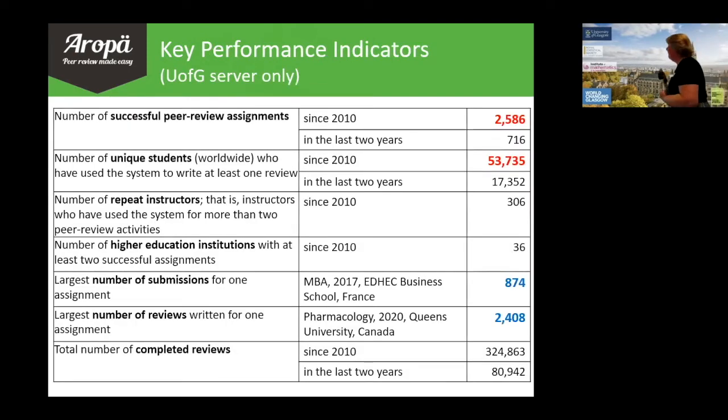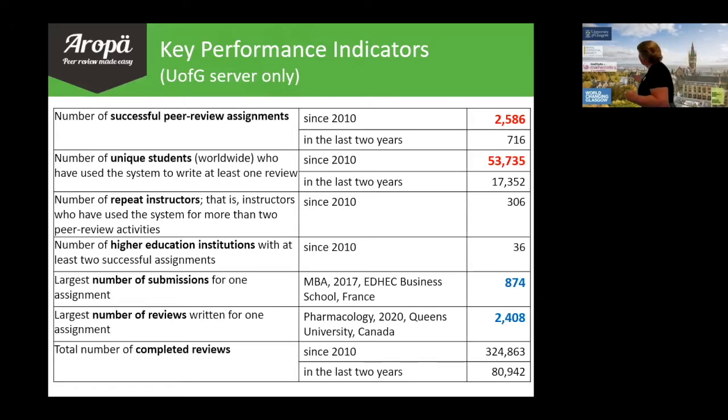So just a few KPIs here, just to give an idea of the extent of the system. In the last 2 years, there have been 716 assignments. On average, we support about 4 assignments a week. We've had a number of unique students. We've got 53,000 unique students who have used the system to write a review and therefore have been exercising critical skills. One thing that we do allow is that it works for really, really large classes.